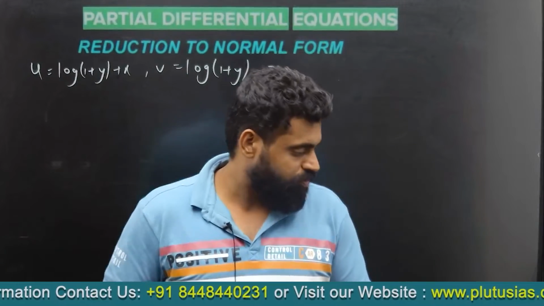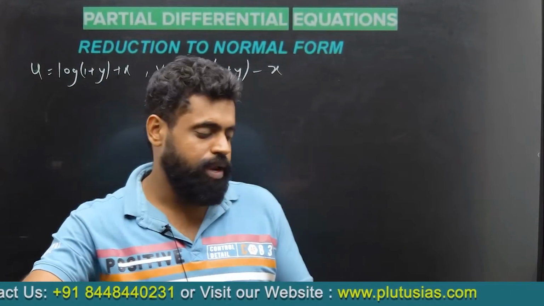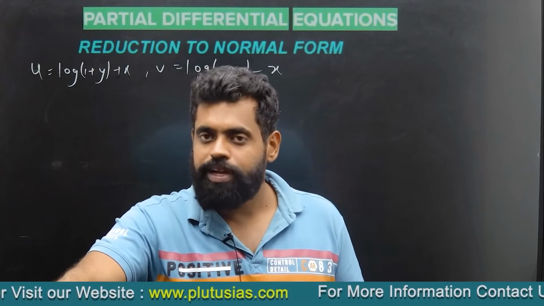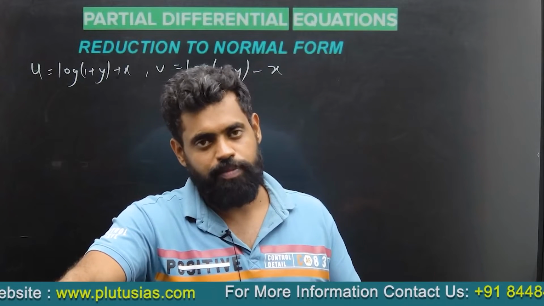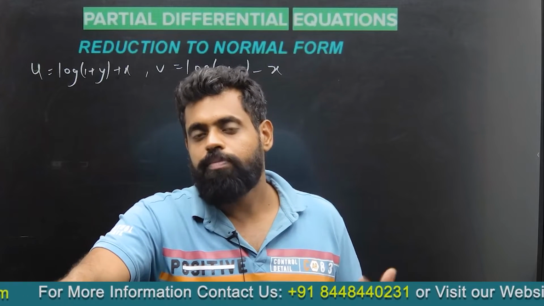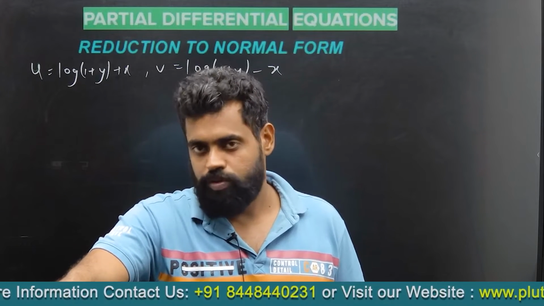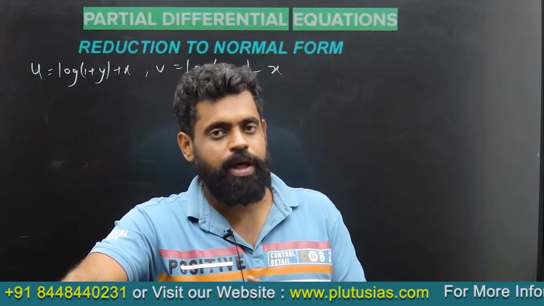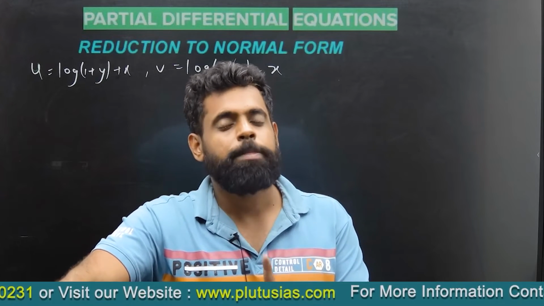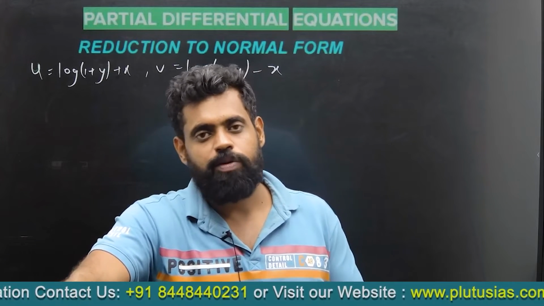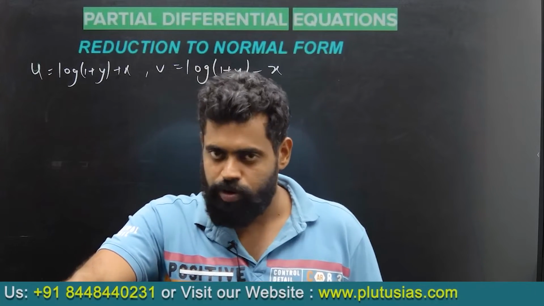What would we do? We first find the values of r, s, t, and then we find out whether it is elliptic, parabolic or hyperbolic. Then what do we do? We write the equation r lambda square plus s lambda plus t equal to 0, and we calculate the values of lambda. Using these two values of lambda, in the case of hyperbola, we find the characteristic equation, that is dy by dx plus lambda 1 equal to 0 and dy by dx plus lambda 2 equal to 0.